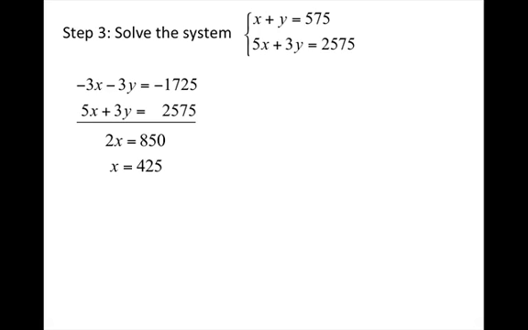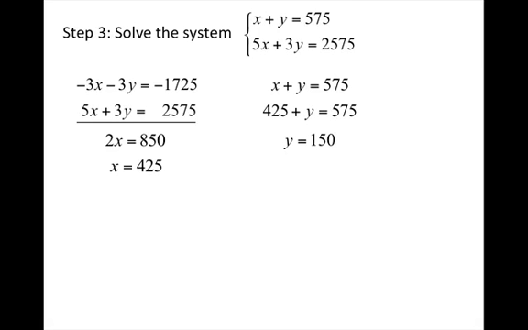I was asked for the number of each ticket, so I need to find my y. So I'm going to use the first equation, x plus y equals 575, and plug the 425 in for x. Now to solve for y, I subtract 425 from each side, and I get y equals 150. Since y was my number of children's tickets, I know I sold 150 children's tickets.